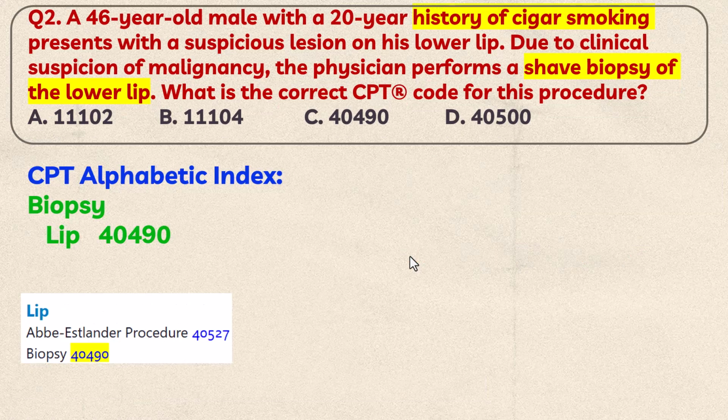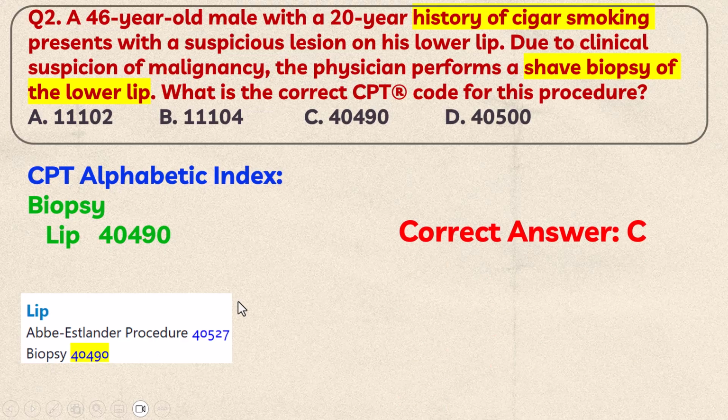So if you encounter this case in a real working scenario, you have to use the CPT alphabetic index. First go for biopsy, that's the main index term, then go to the subterm lip. So you will find 40490, or else you can search the other way. Go to the main term lip, then go to the subterm biopsy. Again, you will find the same code. So the correct answer will be answer C.